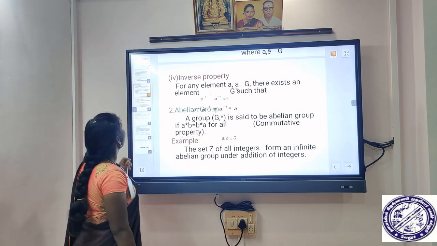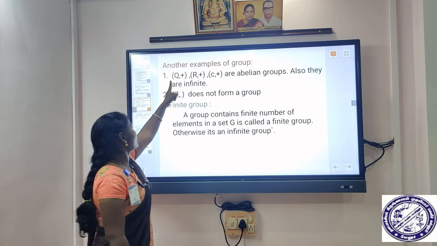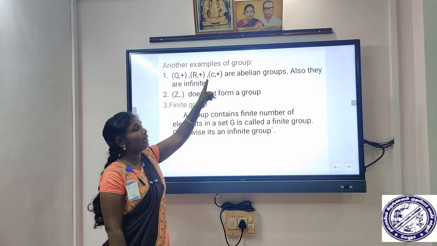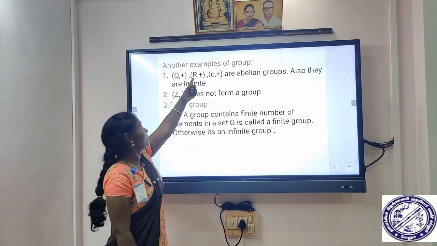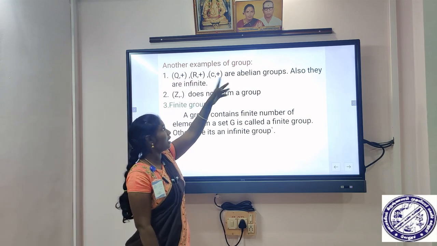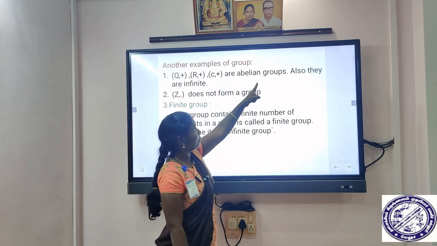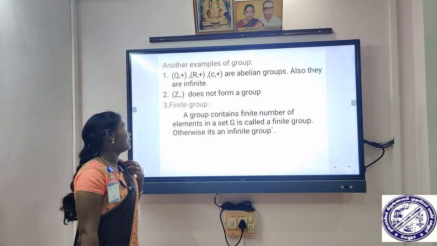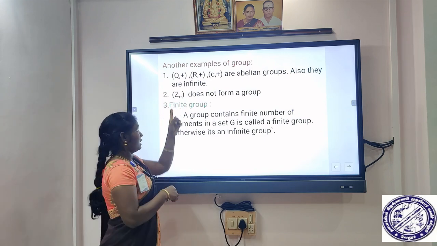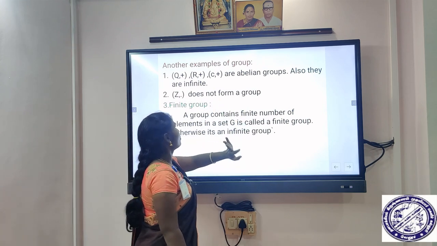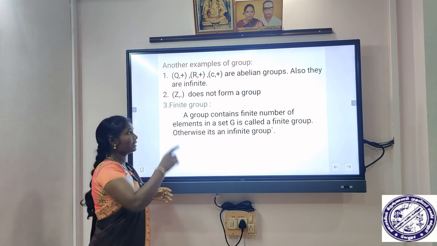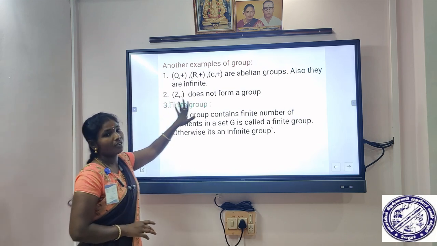Next one is another example of a group. Q comma plus, Q is the rational number. Next R comma plus, plus is the binary operation in the set of real numbers. Q is the rational number, R is the real number, C is the complex number. Both are abelian groups, and they are also infinite. Okay. Next example is Z comma dot. Z comma dot does not form a group because the identity and inverse laws are not satisfied in the given set. So this does not form a group.